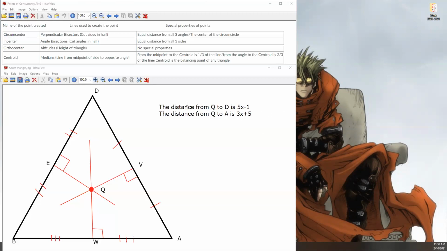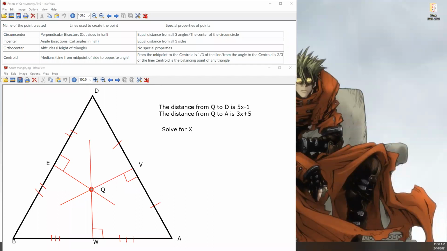All right. So the distance from Q to D is 5x minus 1. The distance from Q to A is 3x plus 5. Solve for x. So I've been sparing you guys the algebra of geometry for a while now. They complicate a lot of questions with algebra, but you know, we gotta start doing it. I'm sorry. So let's start looking at what we're looking at.